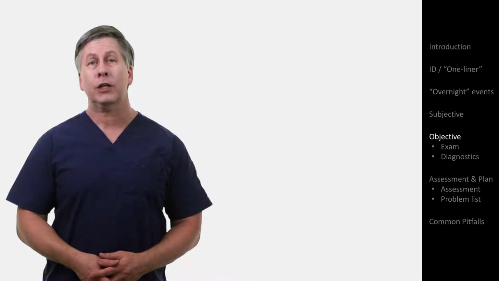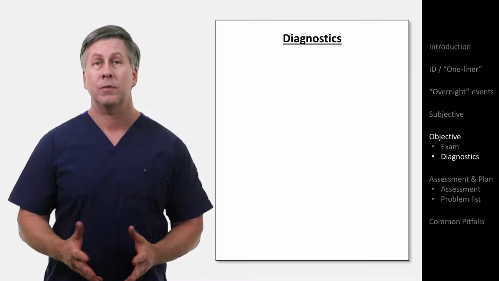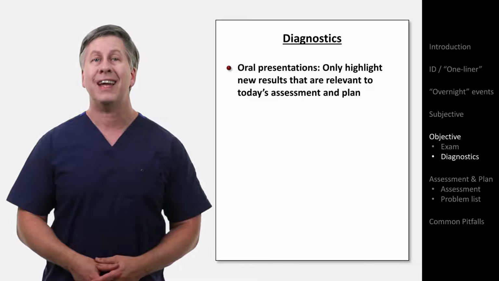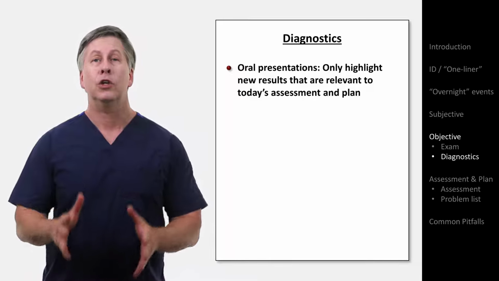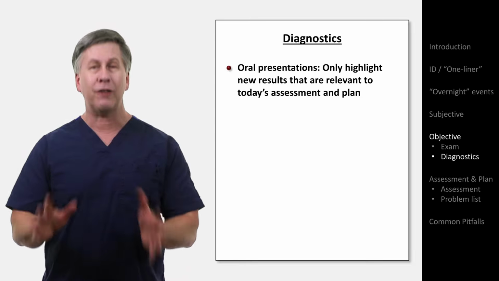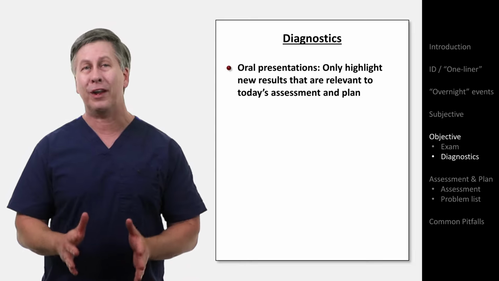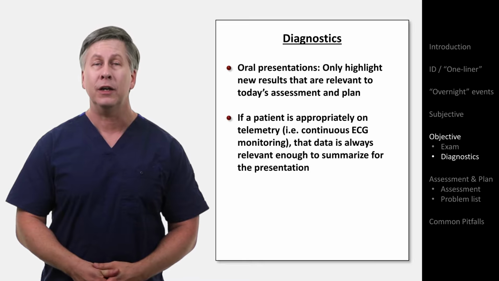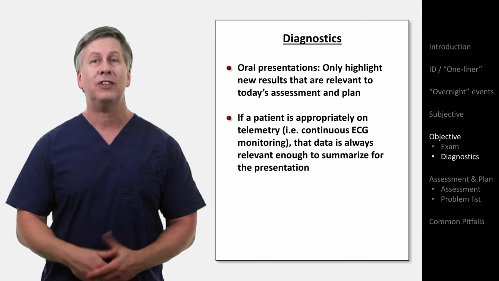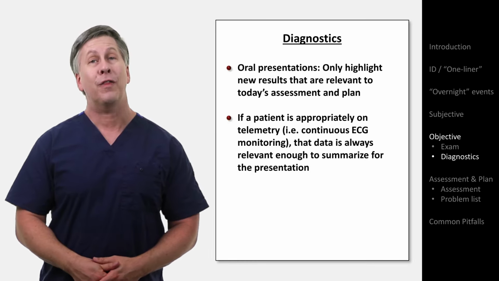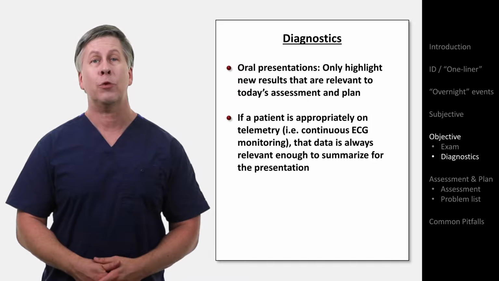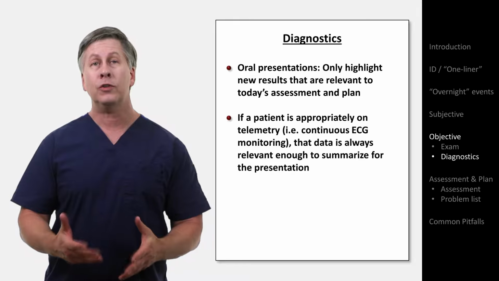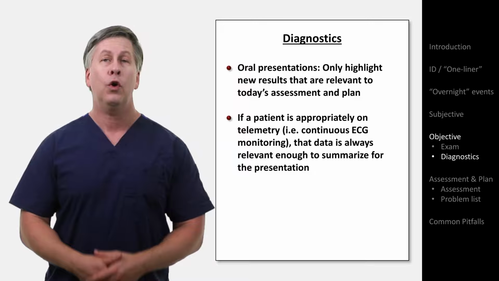The second part of the objective section is for diagnostics or tests. For an oral presentation, only highlight new results that are relevant to today's assessment and plan. Please do not read off all 25 new blood test results every morning for every patient. However, if a patient is appropriately on telemetry, meaning they have a good indication for continuous ECG monitoring, that data is always relevant enough to summarize for the presentation, even if that summary is as brief as, on telemetry, the patient remained in sinus rhythm 100% of the time.